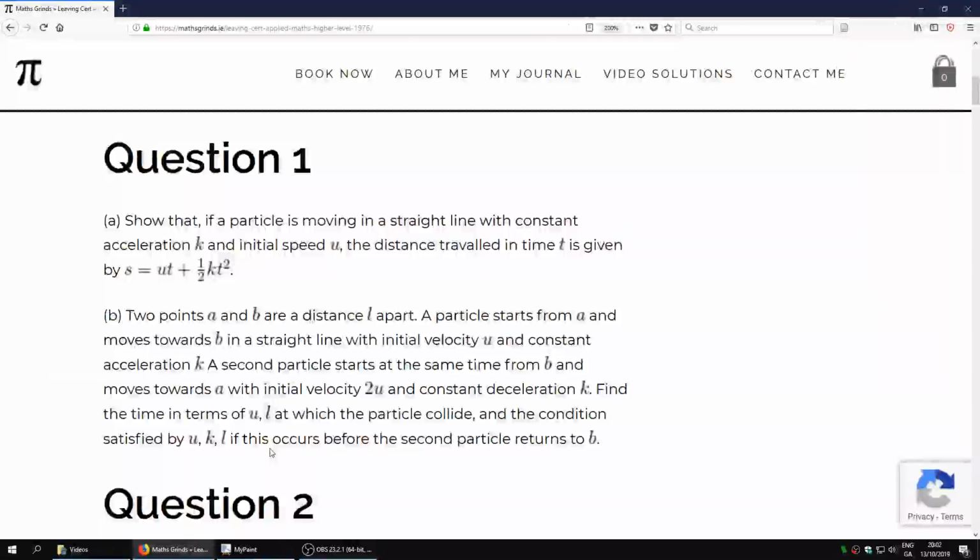Right, so what we've got here is a particle that starts at A with velocity u and acceleration k. A second particle starts at B, distance l away, with initial velocity 2u and deceleration of k. Find the time for them to collide and the condition so that this occurs before the second particle returns to B. Okay, well, let's just look at the first part.